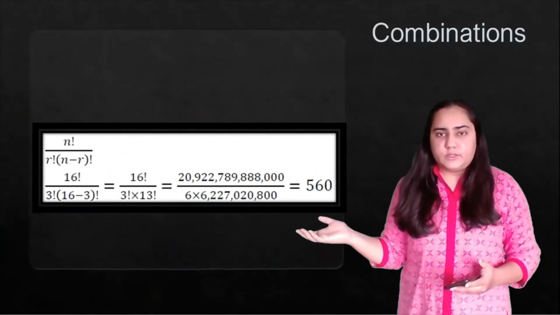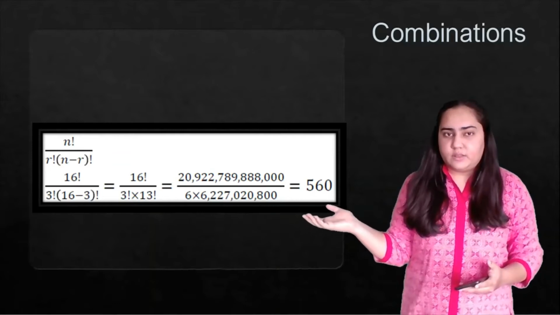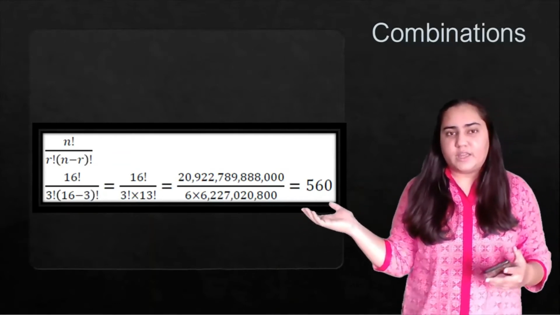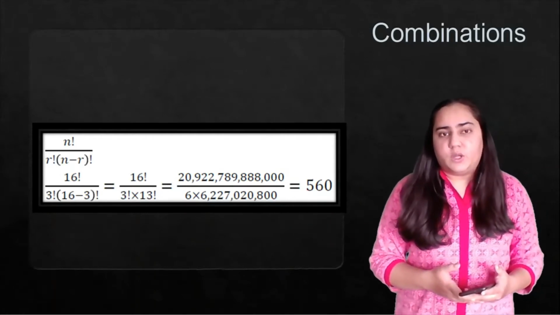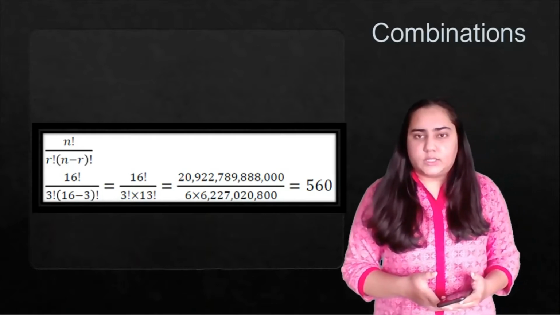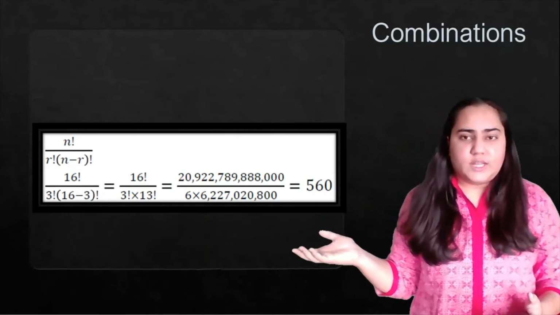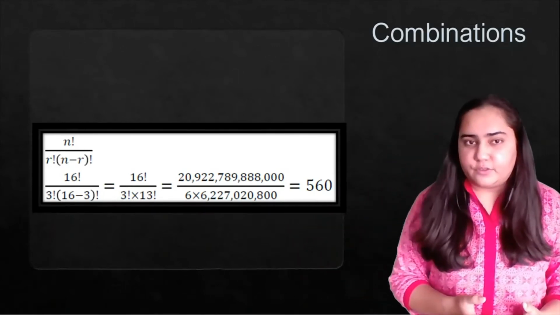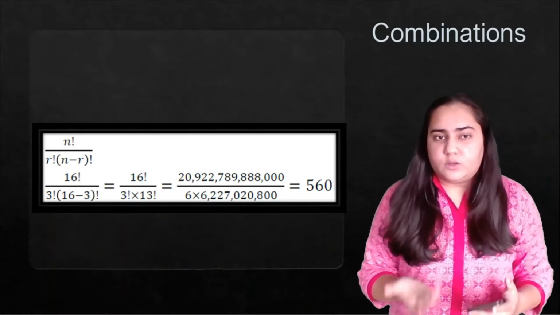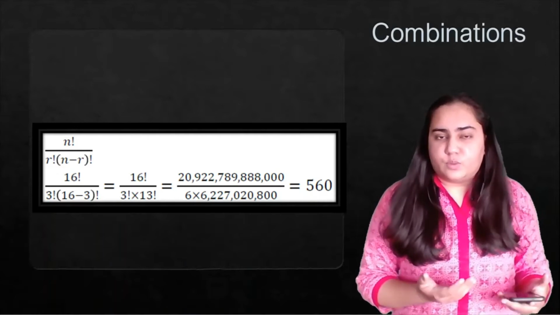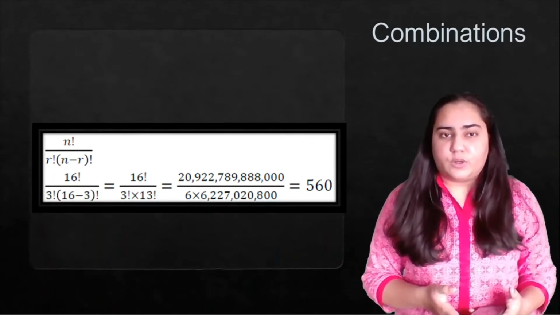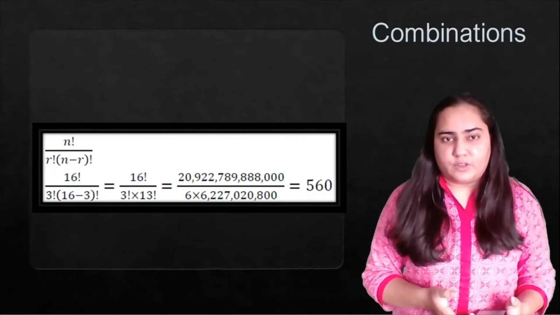Now, combinations are solved in this manner. The formula for combination is n factorial divided by r factorial into n minus r factorial. The formula is slightly different from permutations because you just added that r factorial in the denominator, which wasn't present in permutation. So this is the formula: n factorial upon r factorial into n minus r factorial.